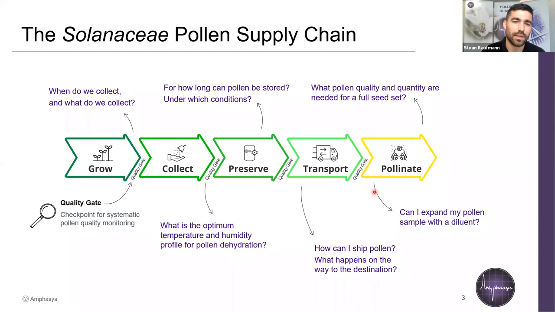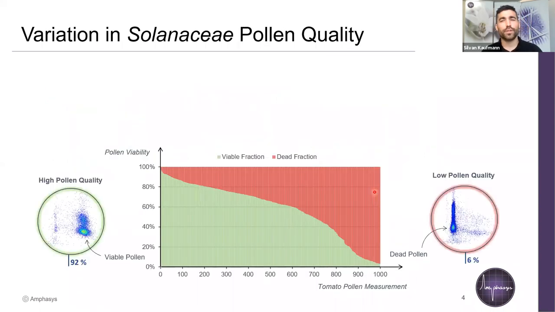Now let's dig a little bit deeper. The first topic I would like to talk about is variation. Variation is what justifies testing. If you don't have variation, you don't really need to do a test. And I can tell you something, there is a lot of variation in Solanaceae pollen quality analysis. In order to illustrate that, I collected 1,000 tomato pollen measurements collected all over the globe in different steps of this whole supply chain. And I plotted here the pollen viability of these 1,000 measurements in decreasing order.